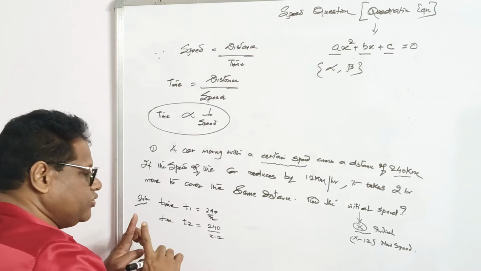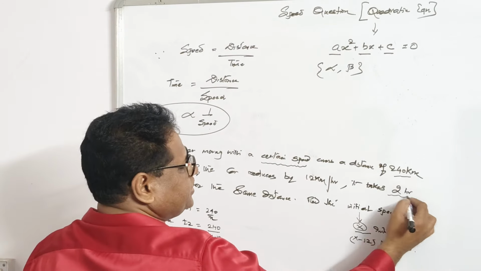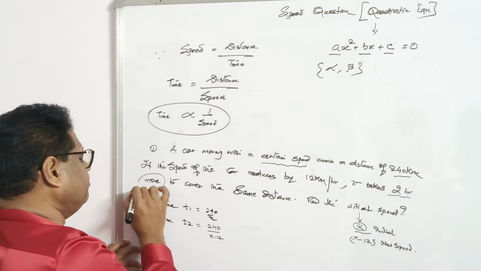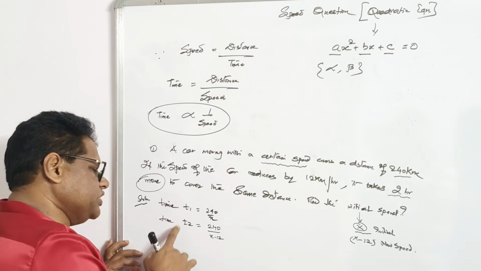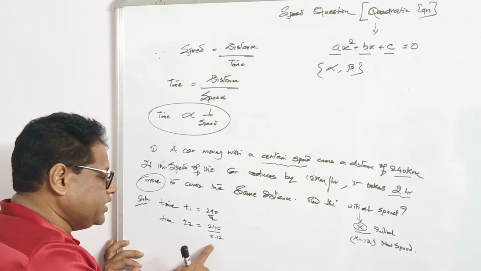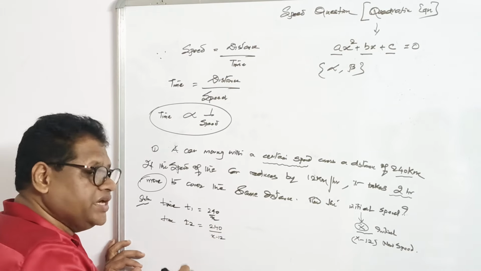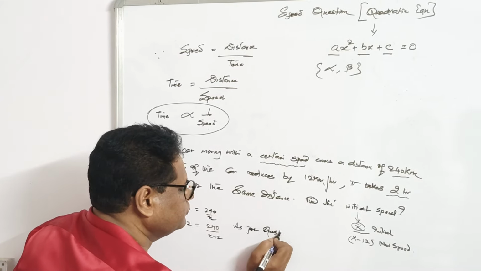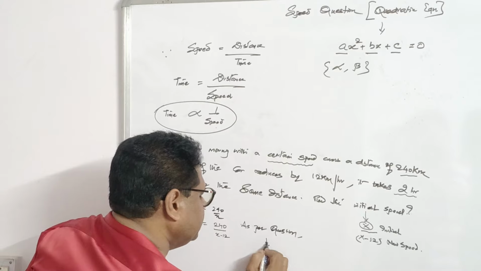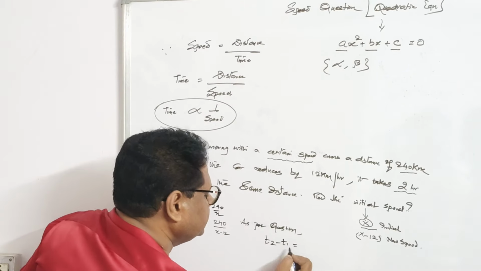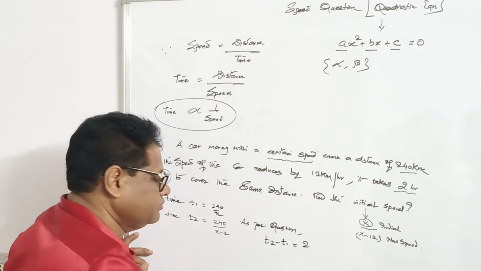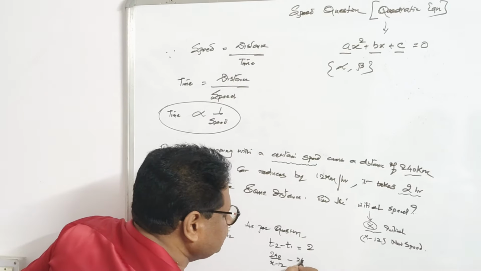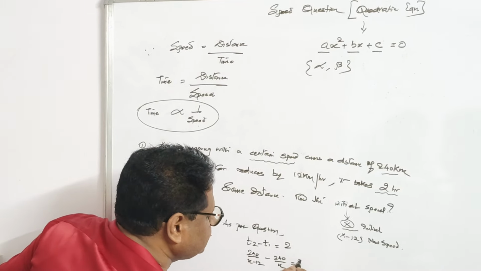Okay, now you have to develop an equation fulfilling this condition. Because the speed has been reduced, the time taken is 2 hours more. This is a very important part. Okay, so of the two, which is more? This is more, because if the denominator decreases, the value of the fraction increases. So as per question, we have T2 minus T1 equals to 2 hours. That is, 240 by x minus 12 minus 240 by x equals to 2.